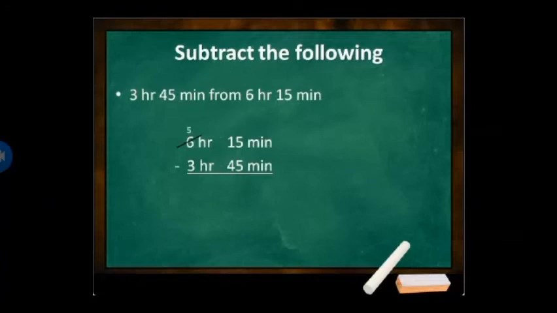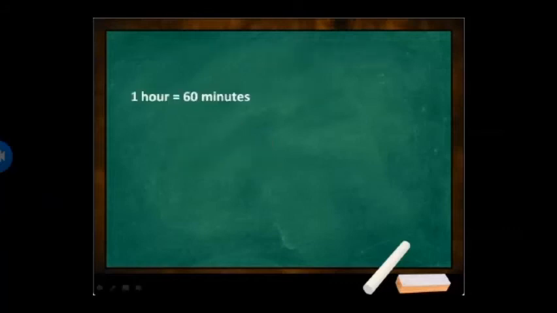Now from 6 hours you will give 1 hour to the minutes section. That is 60 minutes you are going to give. So 60 minutes plus 15 minutes, so it will become 45 minutes. Okay, now 1 hour is equal to 60 minutes.